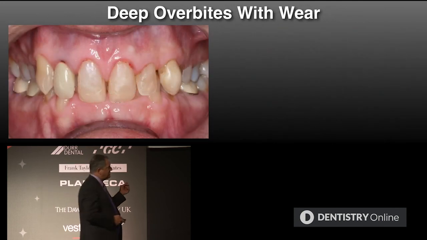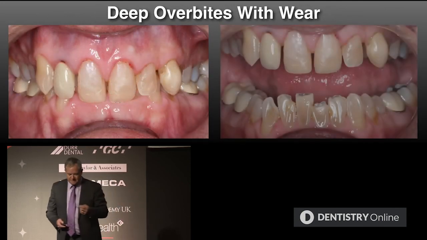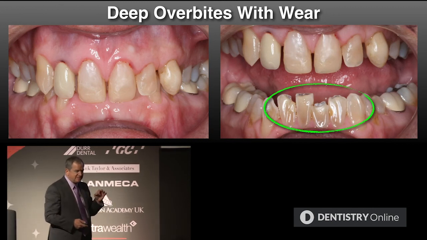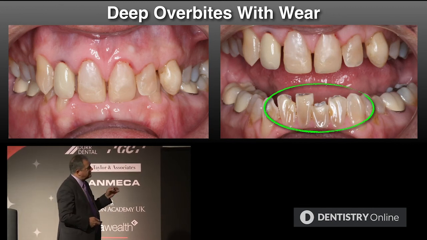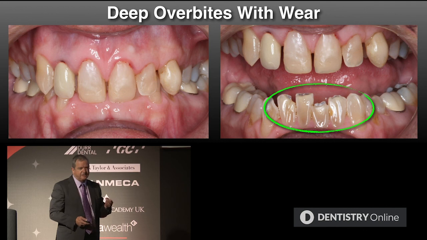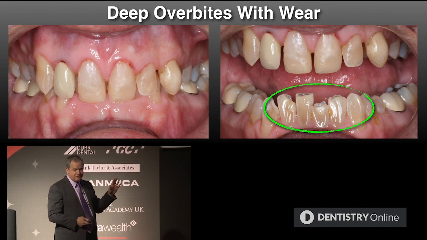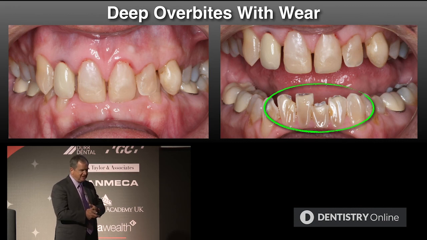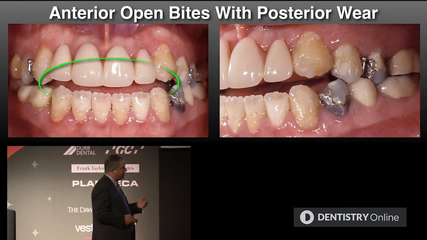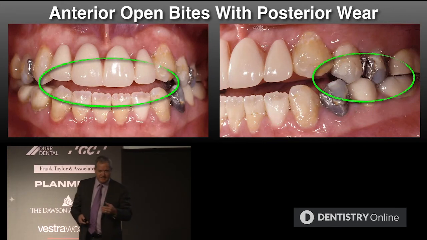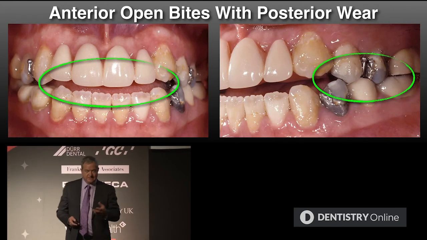We're going to be talking about patients that have deep overbites and a very specific pattern of wear. We're going to call it pathway wear. You can imagine how difficult it would be to try and restore those lower anteriors. And you can also imagine what the lingual of the upper anteriors look like because they're in occlusion with those lower anteriors.